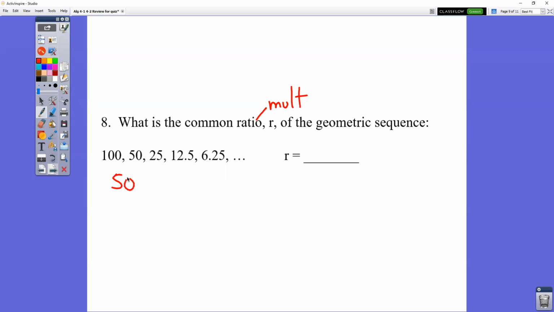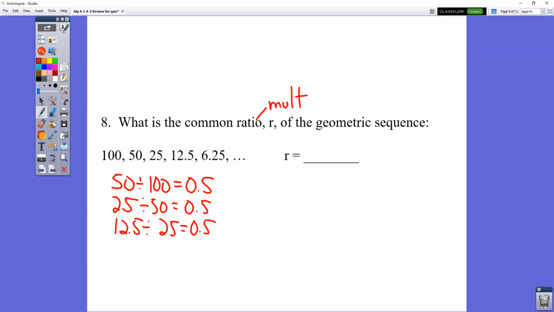So 50 divided by 100 is 0.5. 25 divided by 50 is 0.5. 12.5 divided by 25 is 0.5. 6.25 divided by 12.5 is 0.5. We're multiplying by 0.5 each time.